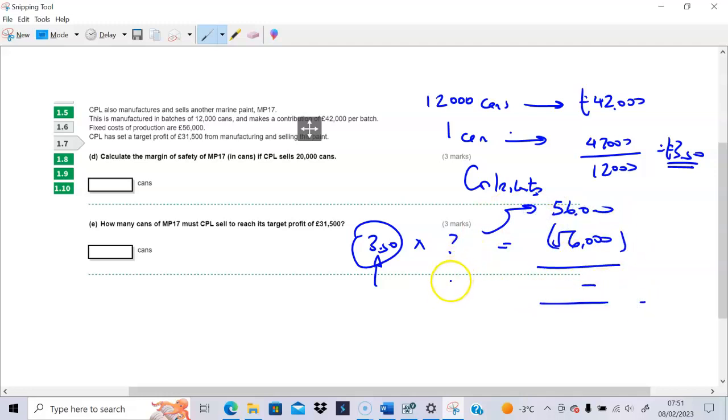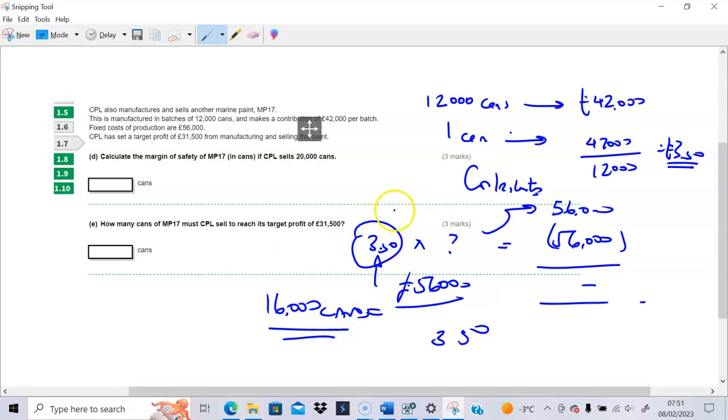So the question then, of course, naturally becomes, well, what is my break-even number of cans? My break-even number of cans, therefore, must be 56,000 divided by £3.50. So 56,000 divided by £3.50 is 16,000. That's 16,000 cans. So if I sell 16,000 cans, I will break even. I will just cover my fixed cost. So remember, this figure here, 42,000, was just to help you find out what the contribution per can was. All right.